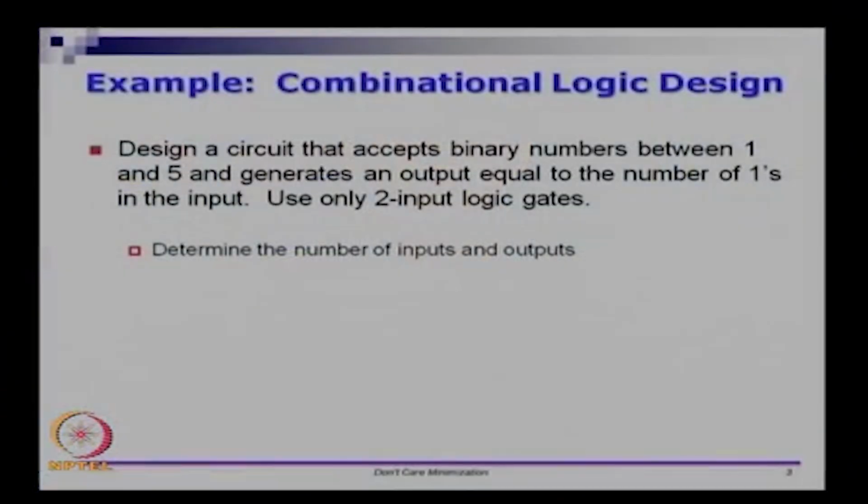Given any design problem like this, the first thing you want to determine is the number of inputs and the number of outputs. The numbers are between 1 and 5, so we need only 3 bits. That is 3 inputs, and if there are 3 input bits, I can have at most 3 ones in it. To represent 3, I need 2 bits. So, I will have number of inputs equals 3 and number of outputs being 2. We are now done with the basic black box. As a black box, it takes 3 inputs and gives 2 outputs.